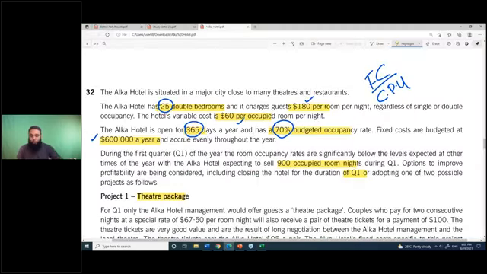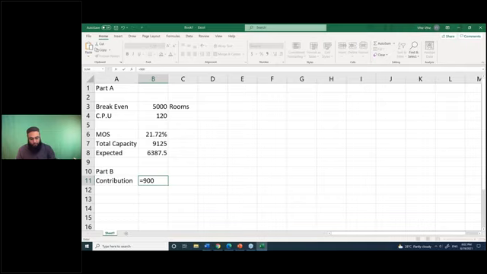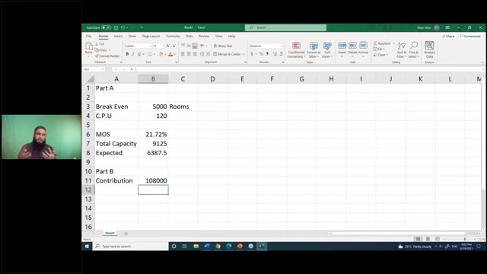And how many rooms do they expect to sell in quarter one? You can see here, this is quarter one, and 900 rooms is what they expect. Okay, so it's very simple. I simply need to use 900 and multiply that with 120 contribution. So this is 108,000 as your total contribution, right? Because it's very clearly written that 900 rooms we plan to utilize.